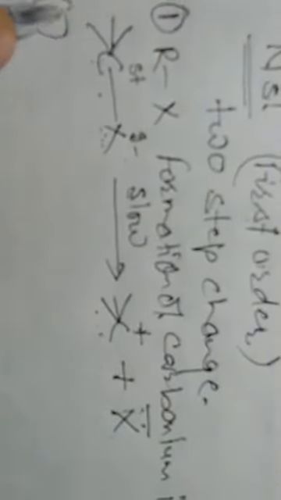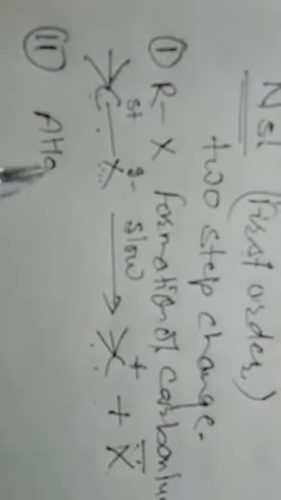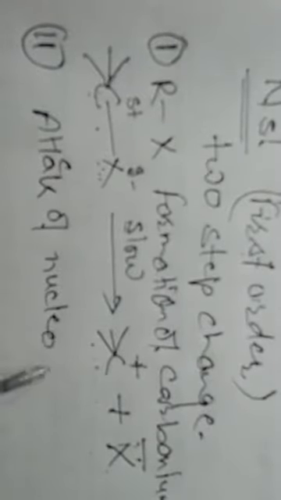Okay children, so in the first step carbonium ion is formed, and the second step is attack of nucleophile and formation of product.